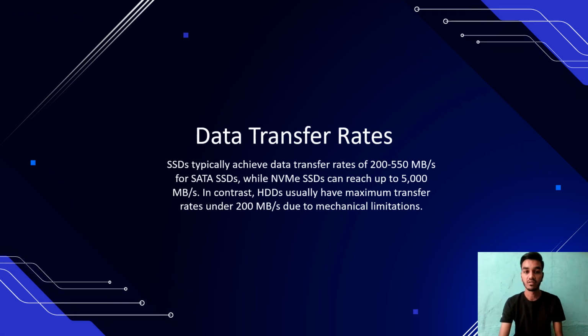Data transfer rate. SSDs typically achieve data transfer rates of 200 to 550 Mbps for SATA SSDs, while NVMe SSDs can reach up to 5000 Mbps. In contrast, HDDs usually have maximum transfer rates under 200 Mbps due to mechanical limitations.